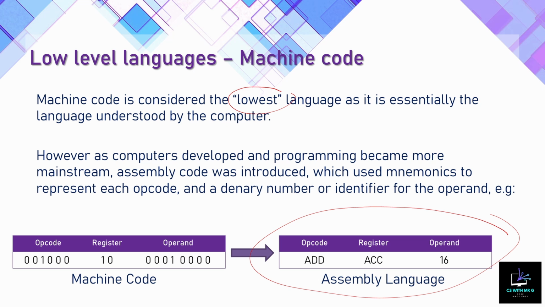Now, what's important for us in terms of assembly language is that assembly code uses what we call mnemonics in order to represent the opcode, which we've just previously looked at. For example, the machine code on the left here, the binary numbers that you can see, can be directly translated as add into the accumulator with the numerical value of 16. That's what each one of these directly translates as. Now, in the early days of programming, this is how lines of code would have been written by programmers, which then would have been translated into machine code in order for the computer to run.